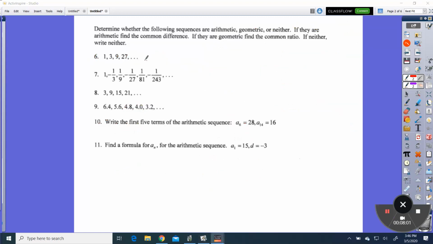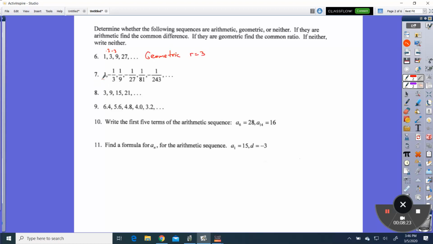All right, so now on the next problem, on number 6, it says determine if they're arithmetic, geometric, or neither. If they're arithmetic, find the common difference. If they're geometric, find the common ratio. If neither, write neither. So I look at the first one, 1, 3, 9, 27. Oh, I'm just multiplying by 3 each time, so it's geometric. And I'm multiplying by 3, so r is 3.